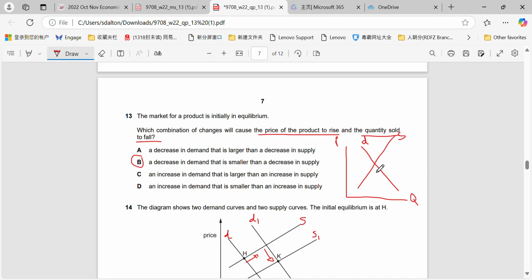So here, for example, here's our initial price. Here is our initial quantity. And if we have a decrease in demand that is smaller than a decrease in supply, we'll have a small shift in the demand curve to the left, and we will have a large shift in the supply curve to the left. And what we can see here is the price of the product will rise, but the quantity traded of the product will reduce, which matches up to what we're looking for in this question.